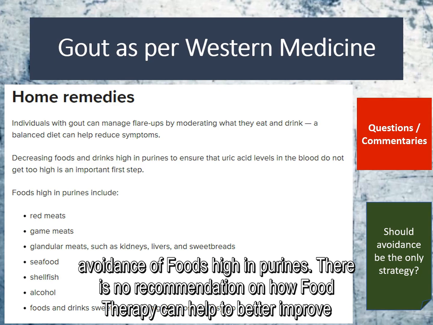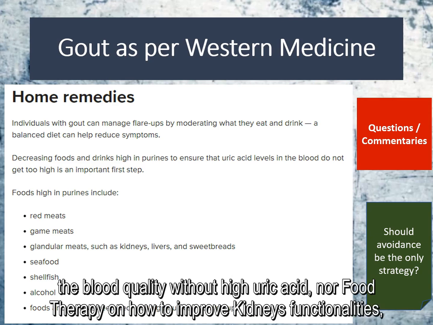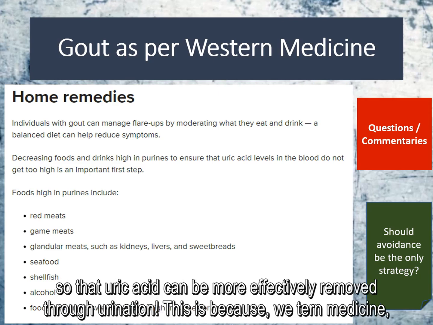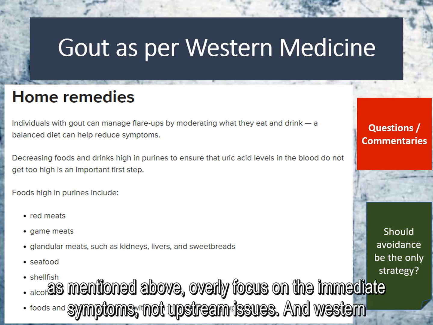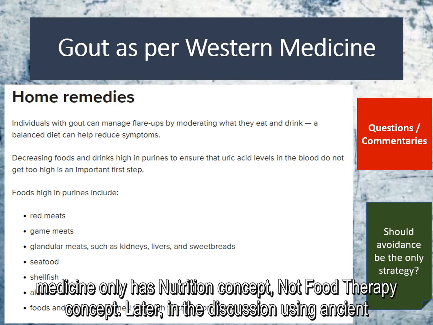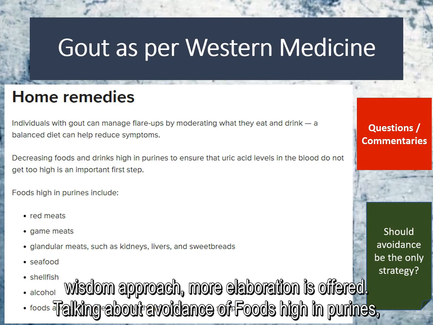There is no recommendation on how food therapy can help to better improve the blood quality without high uric acid, nor food therapy on how to improve kidney functionality so that uric acid can be more effectively removed through urination. This is because Western medicine, as mentioned above, overly focuses on the immediate symptom, not the upstream issue, and Western medicine only has a nutrition concept, not a food therapy concept. Later in the discussion using the ancient wisdom approach, more elaboration is offered.